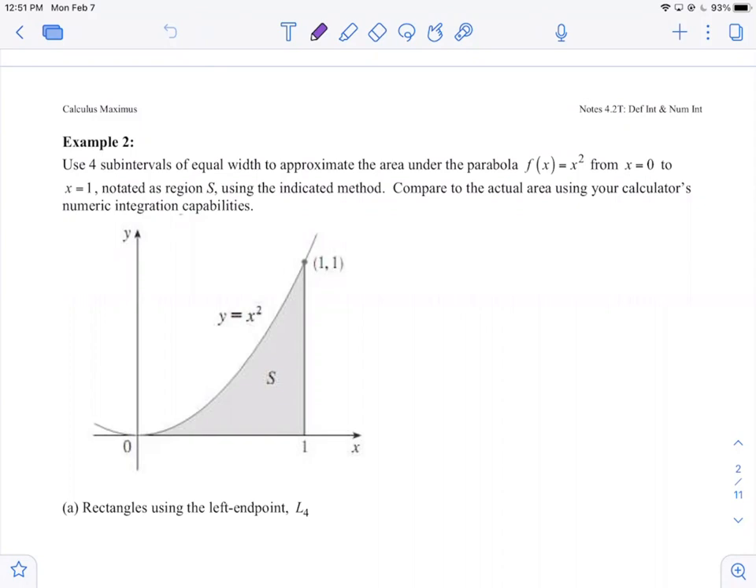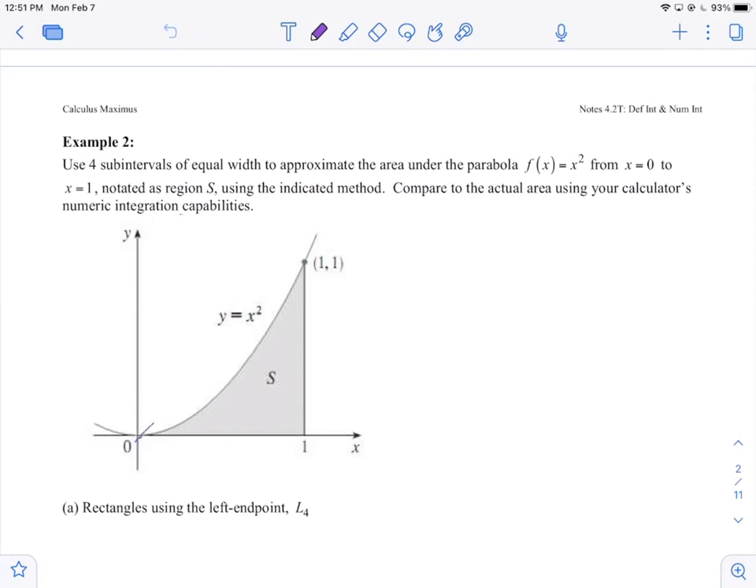So let's say I have this region. It's the graph of y equals x squared bounded by the curve itself above and by the x-axis below on the x interval from 0 to 1. I want to find an approximation for the area of that shaded region S. Well, if you were left to your own devices, you might just say it looks a lot like a triangle, right?